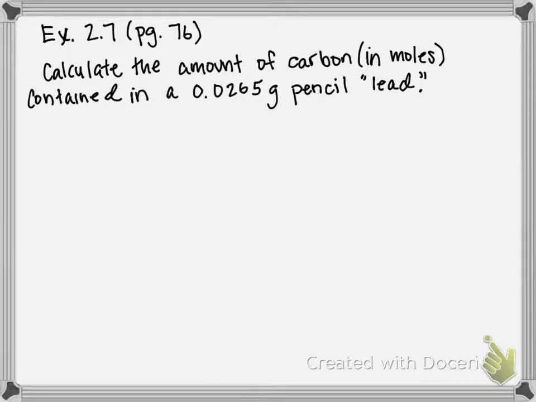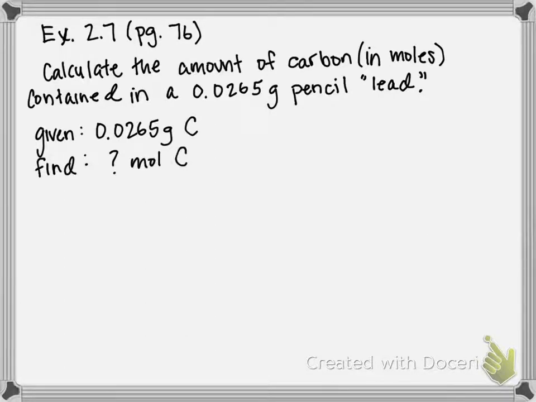So first off, we're going to start with what we're given. We're given 0.0265 grams of pencil lead, aka carbon, and we want to find the number of moles of carbon contained in that amount. So unlike the previous example, 2.6, we're not going from moles to particles or atoms, so we're not going to be using Avogadro's number. We're going to be using a concept called molar mass.